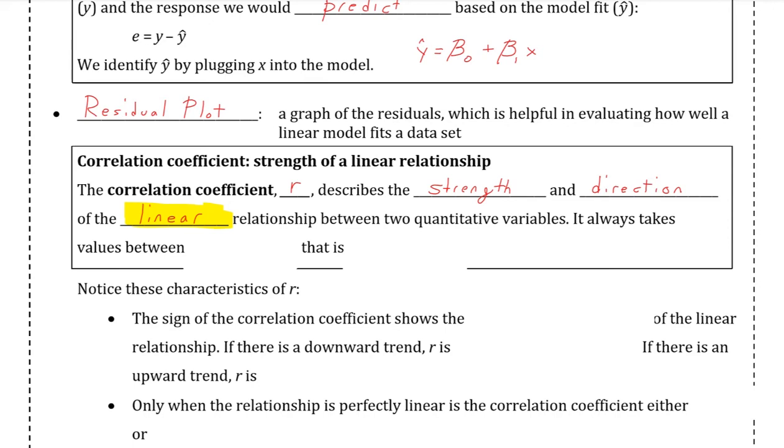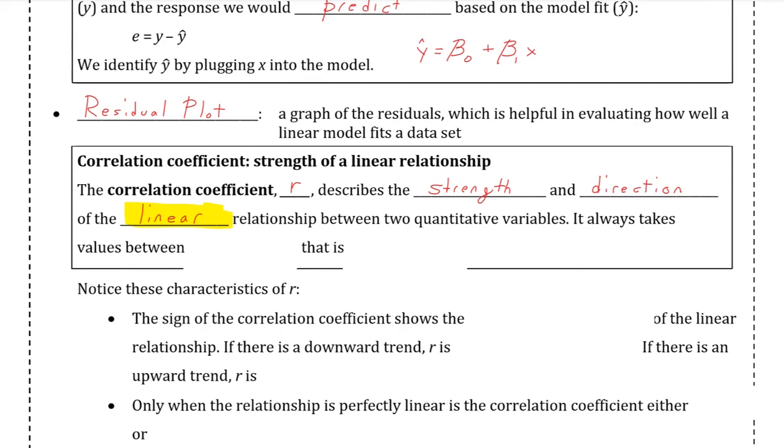This value R, the correlation coefficient, will not be useful for any other kind of relationship. So, if R is not very good, as we'll show later, if R is a bad value, that does not mean that there is no relationship. It means that there is no linear relationship. So keep in mind that we're always talking about linear relationships here.